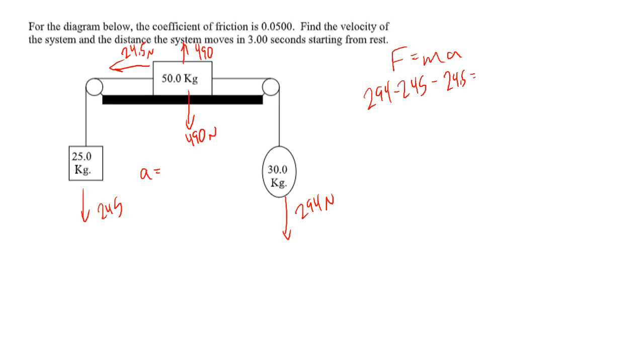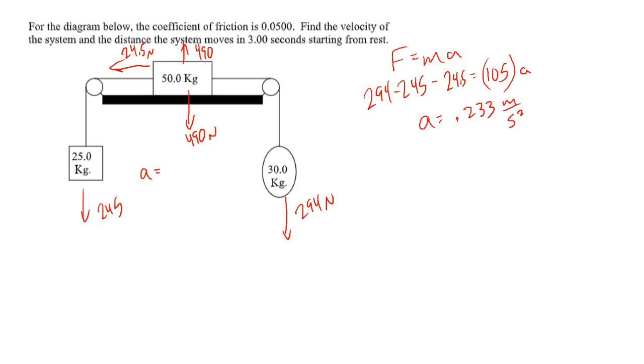Okay, and that's going to equal, all of them together, 105 kilograms times A. So 294 minus 245 minus 24.5, enter. Hey, that's 24.5, how convenient. Divided by 105. So we're going to get A is equal to 0.2333. Nice, so fun. Did you figure that out?